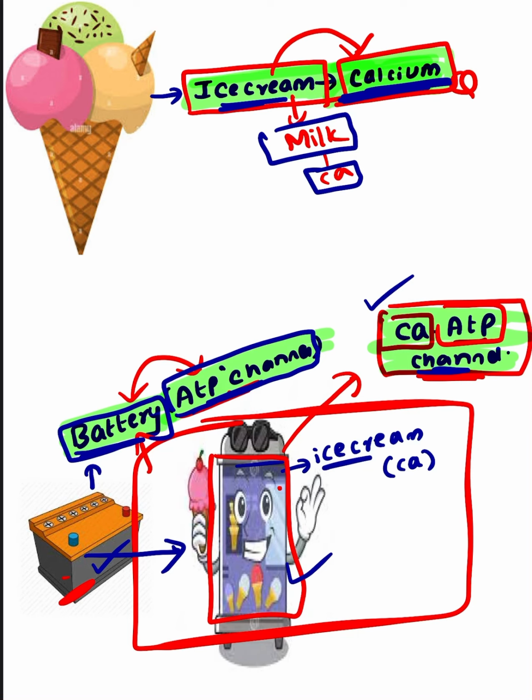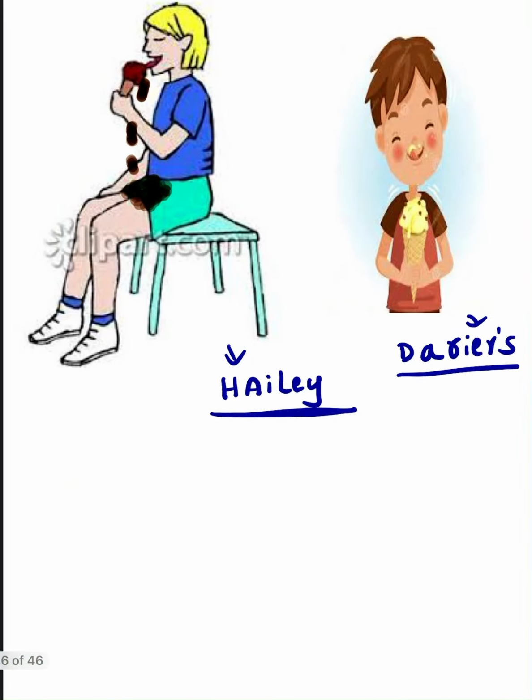If it is a sodium ATPase channel, instead of ice cream I will keep peanuts, because peanuts are rich in sodium. If it is a banana, then I will keep it as a potassium ATPase channel. Now, I thought of keeping it as calcium ATPase channel because in our disease calcium is affected.